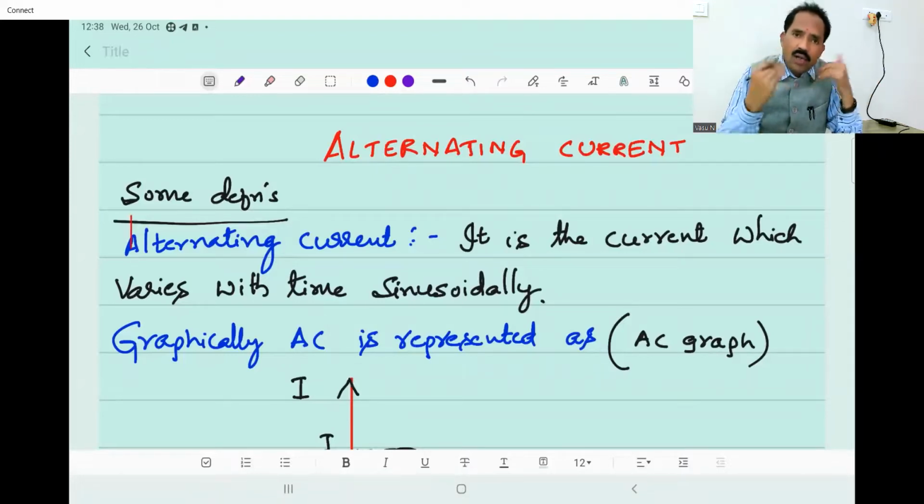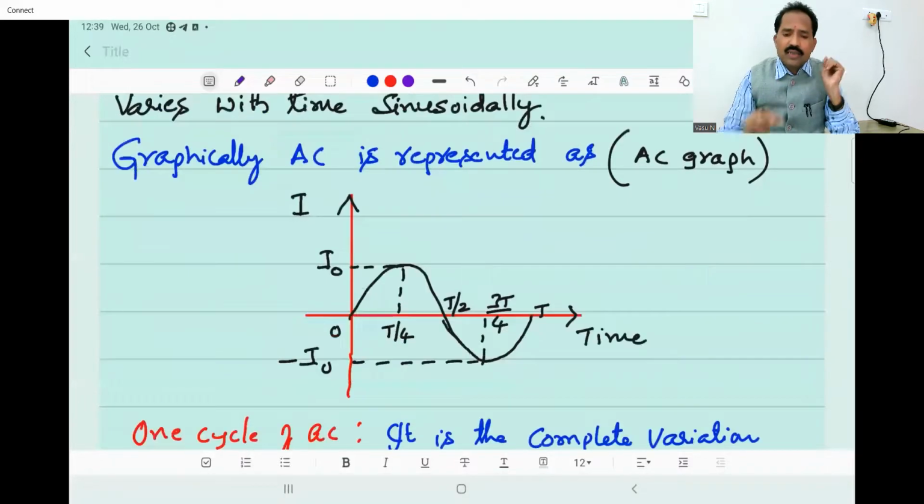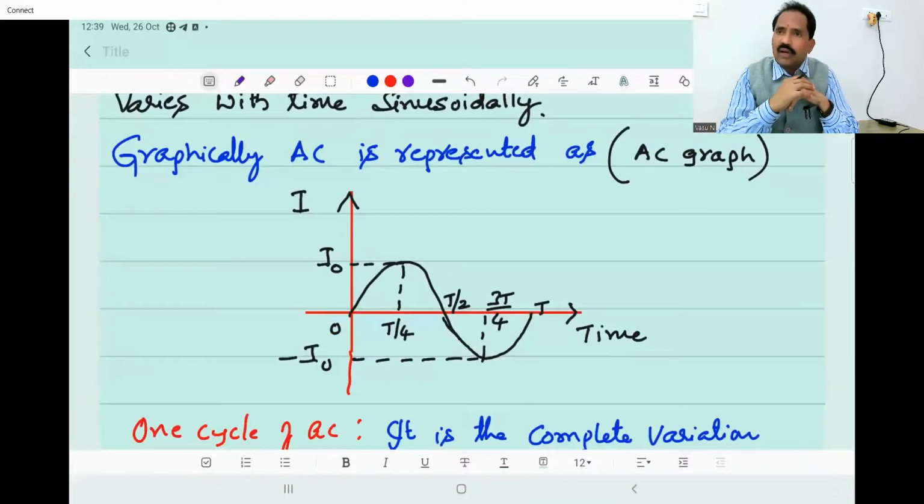Here the current alters during every half cycle. It keeps changing. So it is a current which varies with the time periodically or sinusoidally. That is called alternating current. Now how is it represented? Alternating current is represented graphically as shown. Look at the diagram. This is the variation of alternating current or voltage. There is a positive half cycle and a negative half cycle, which vary periodically.